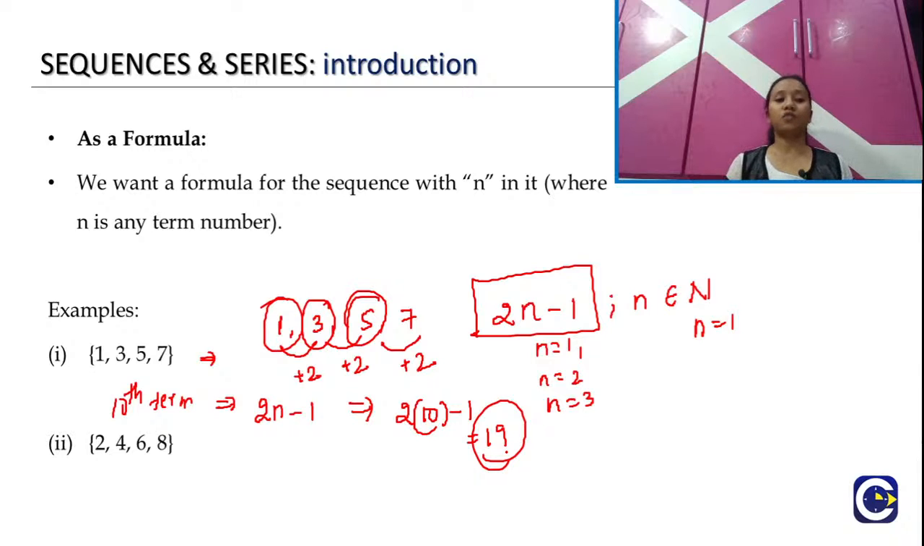With the help of the rule, we will be able to write the formula for the sequence. And once we have the formula for the sequence, we can find any term using the formula. So let's look at a formula for the second example.